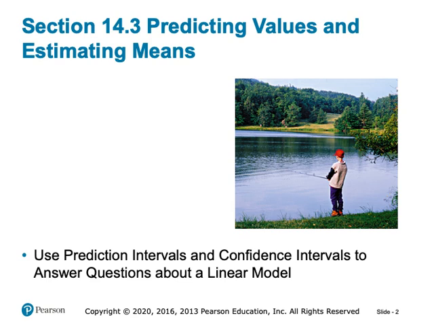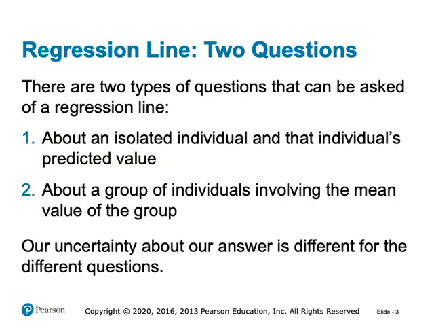By the end of this section, you should feel more confident in your ability to use linear models to predict outcomes and estimate means, whether you're studying fish, analyzing trends in business, or working with any other type of data. Let's dive in and explore these concepts in more detail. When we work with a regression line, there are essentially two types of questions we can ask. Understanding these questions is crucial because the type of question dictates the kind of answer we can expect and the level of uncertainty involved. The first type of question we might ask is about an isolated individual.